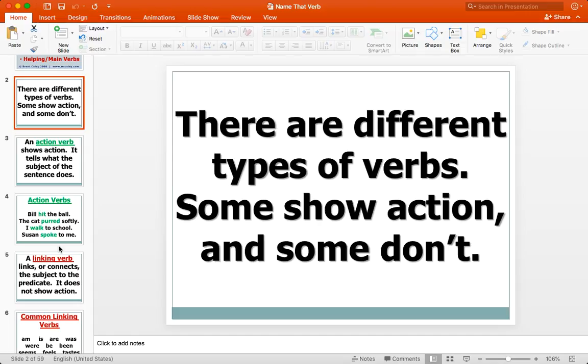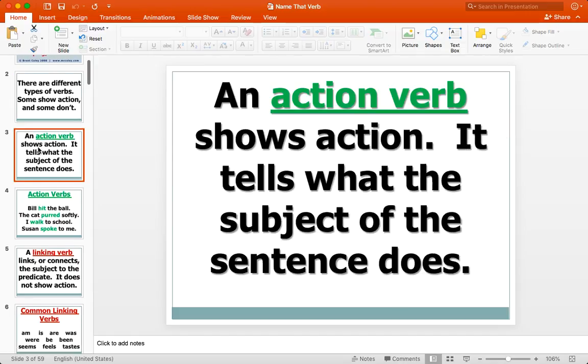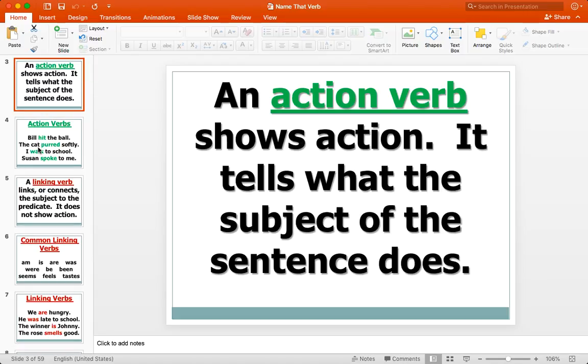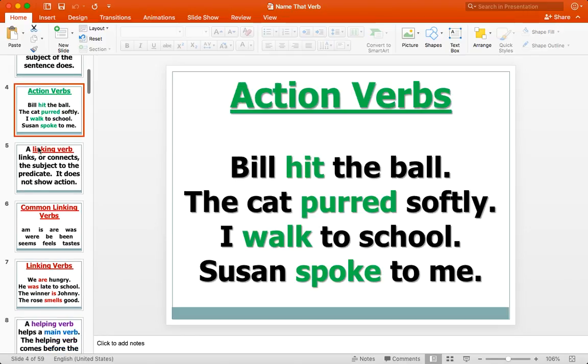So, the first one that we want to talk about is an action verb, and it's the one I think most of you are pretty good at. You're able to identify these because they show action. So it tells us what the subject of the sentence does. We know when we're looking at these four sentences, Bill hit the ball. What did he do? He hit the ball. That's the action that happened, the physical action. The cat purred softly. I walked to school and Susan spoke to me. So those are all examples of action verbs.